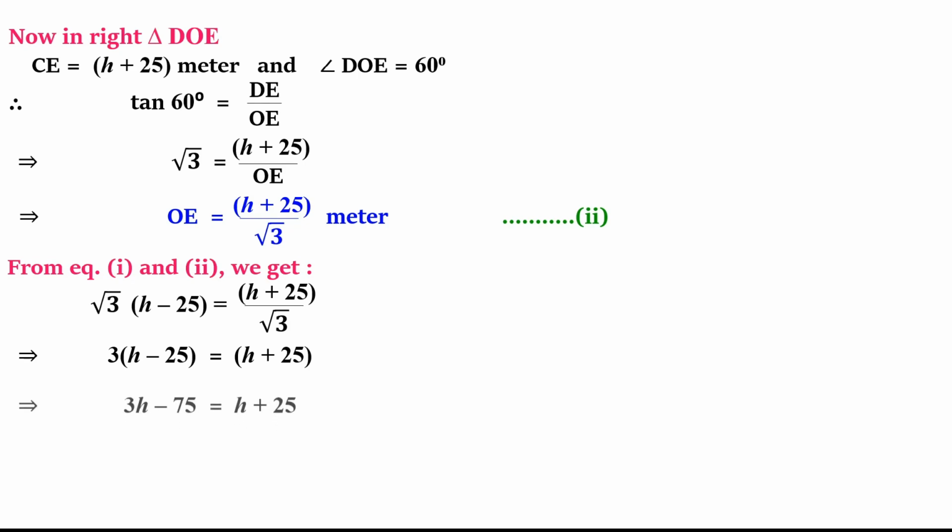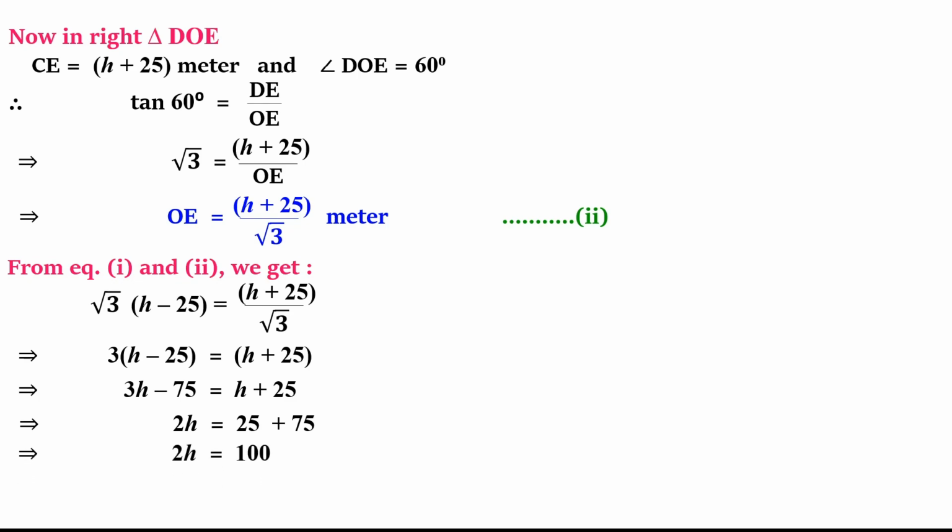We will open the bracket. 3h minus 75 is equal to h plus 25. The next step will be collecting all the variables on one side and constants on the other side. So I have 3h minus h, which is 2h, and on that side I have 25 plus 75, which is 100. So from here I get the value of 2h as 100 and h comes out to be 50 meter. And I think this was what was asked, find the height of the cloud above the lake level. So this is my final answer.